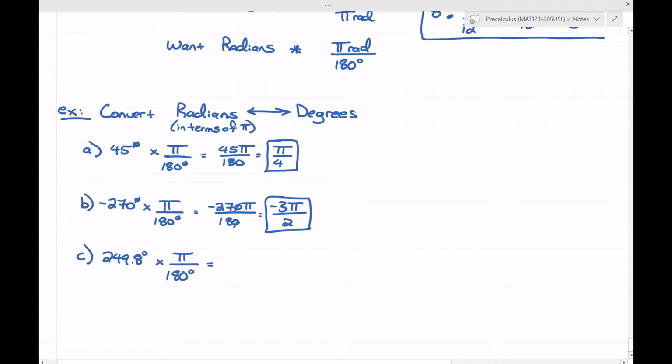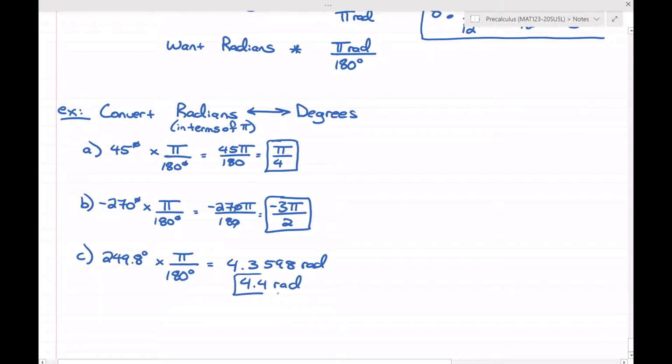But if you're converting from a decimal, what we could do is just leave the answer as a decimal. So what I'm going to do on my calculator is do 249.8 times pi divided by 180. And that comes out to 4.3598 radians, or just 4.4 radians.